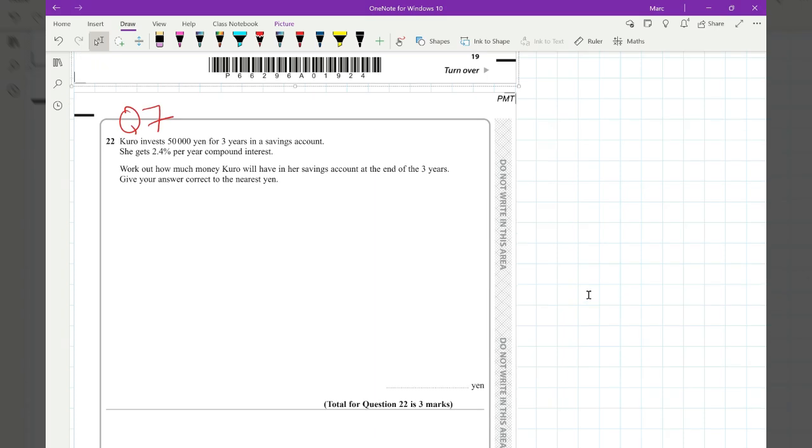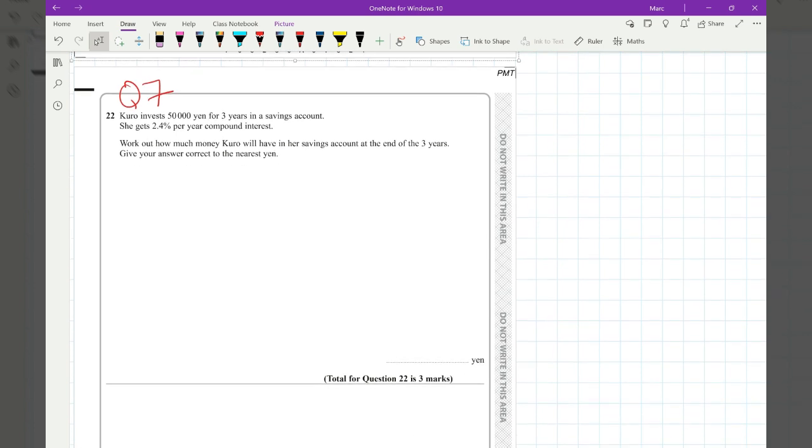We're starting at question 7 on the higher paper, 22 on the foundation. Kuro invests 50,000 yen for 3 years in a savings account. She gets 2.4% per year compound interest. Work out how much money she'll have in her savings at the end of 3 years.